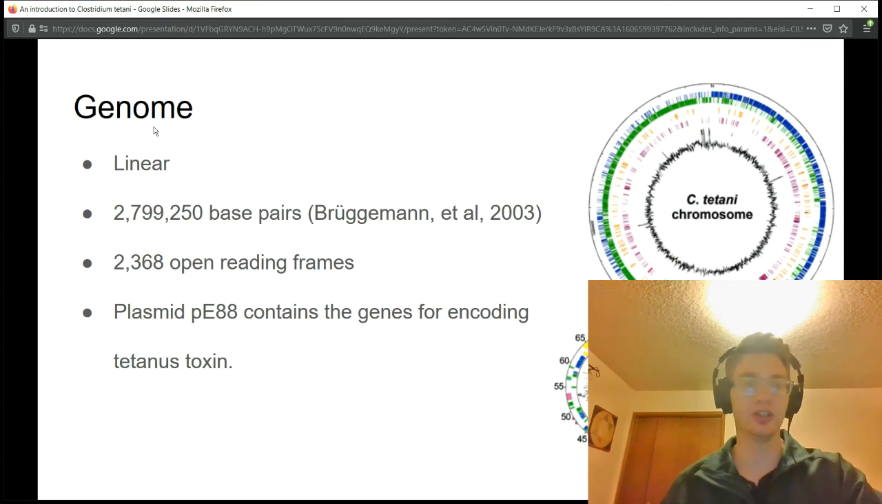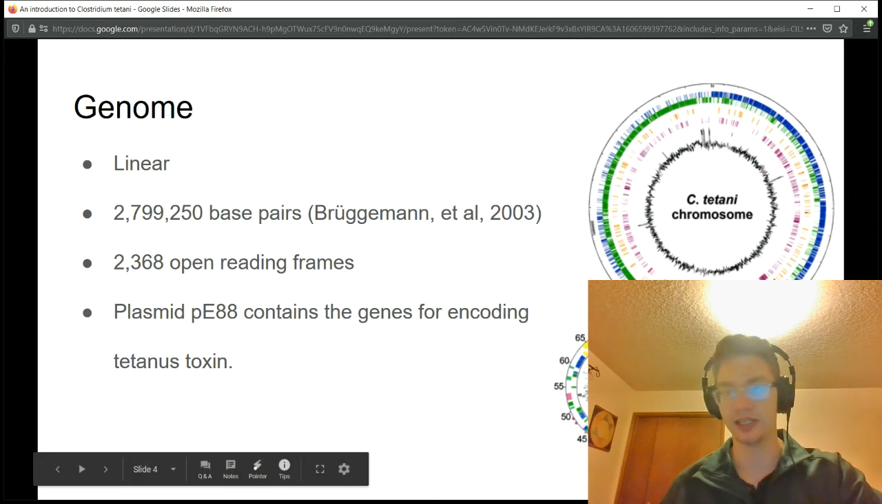C. tetani's genome is linear, and there's 2,799,000 base pairs. In that, there's 2,368 open reading frames that are going to encode for something. There's also several plasmids, and plasmid 88 contains the genes for encoding the tetanus toxin, something that we're going to be talking about a little bit more. And so here's plasmid 88.